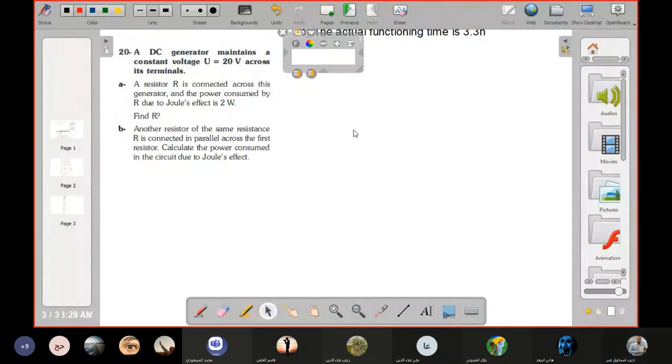A DC generator maintains a constant voltage U equal 20 volt across its terminals. So we start by writing the given: U equals 20 volts. Part A now. Continue. A resistor R is connected across the generator and the power consumed by R due to Joule's effect is 2 W. Find R. So we have P equal to what? Find R. What is R, ya Bilal?